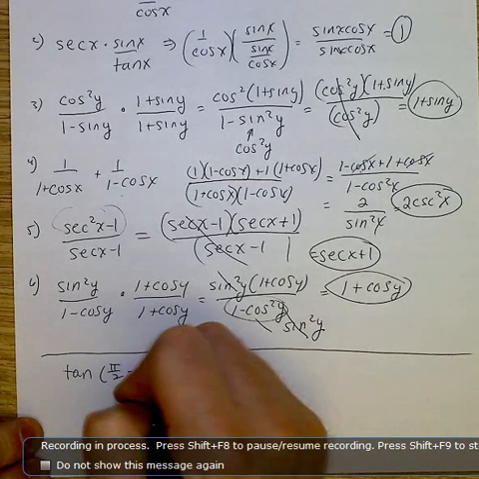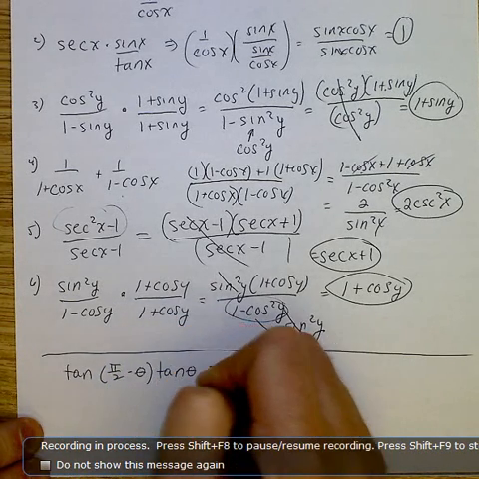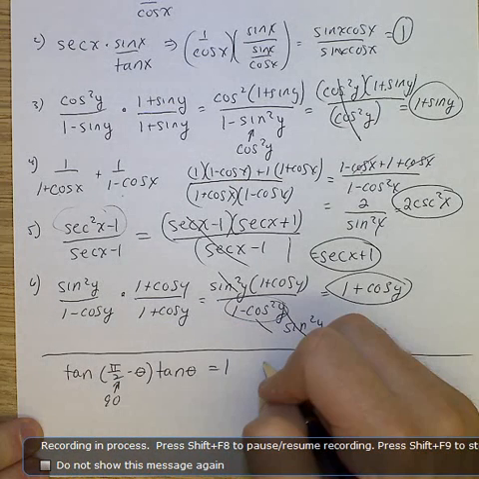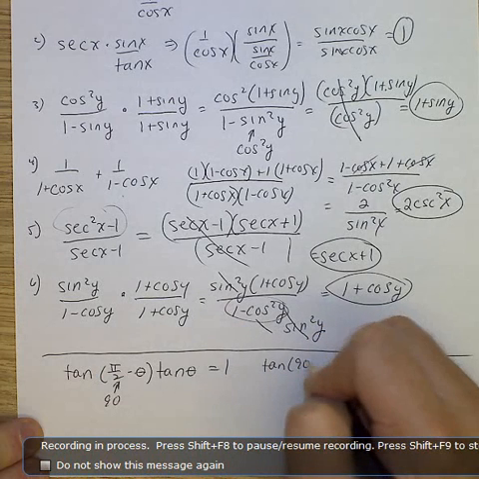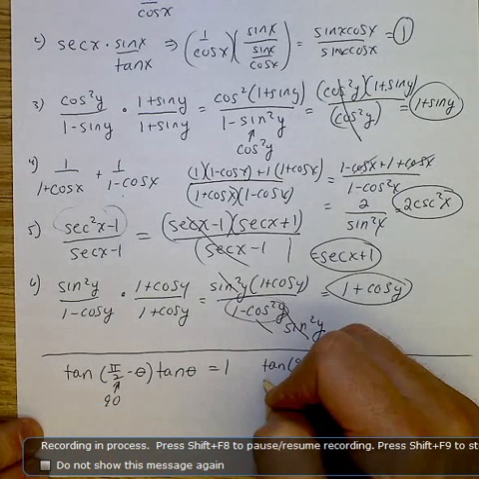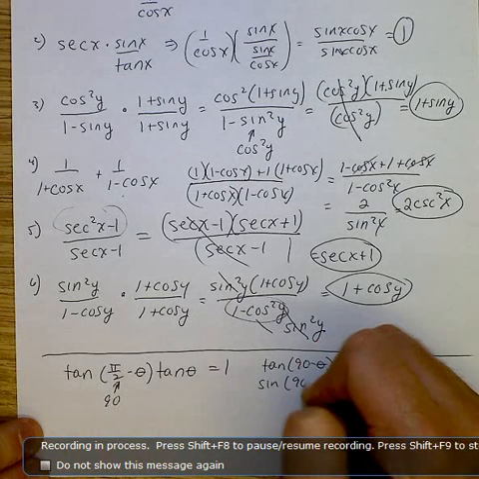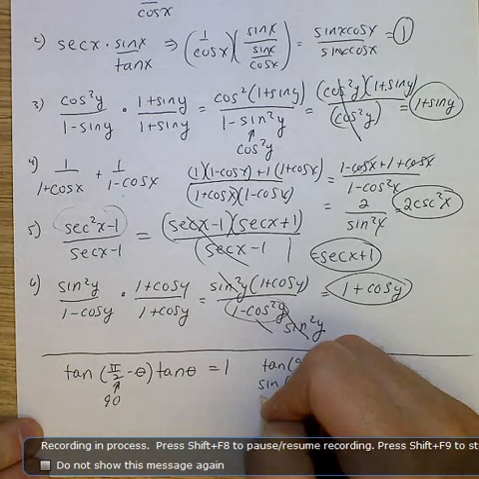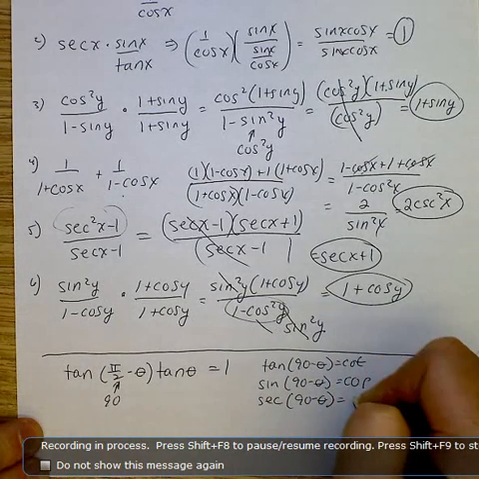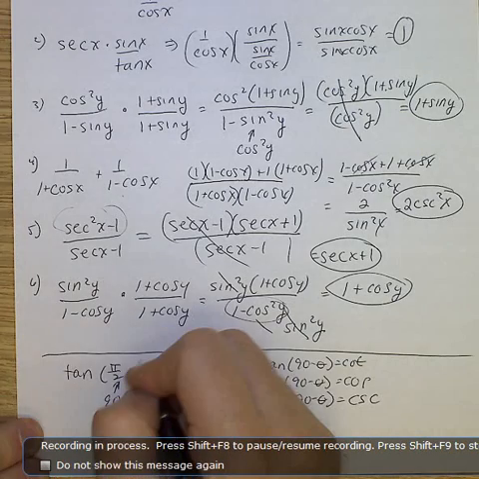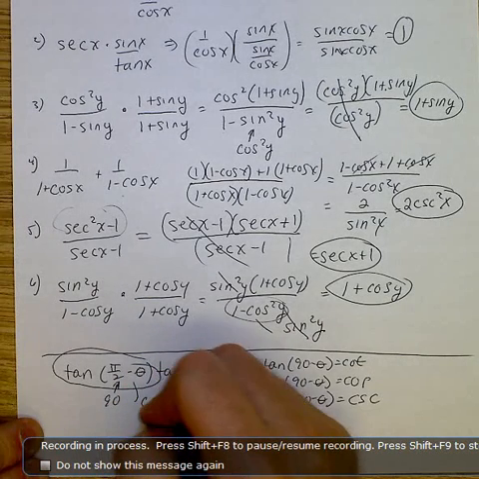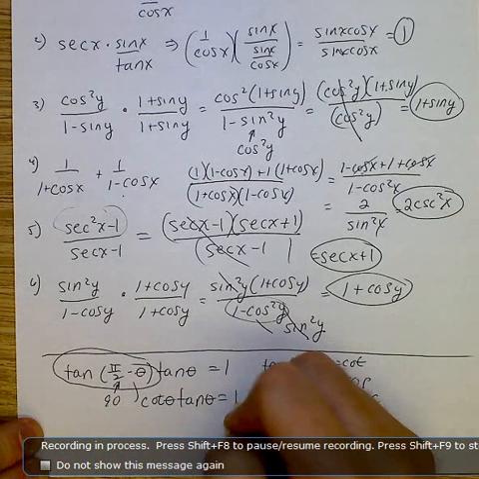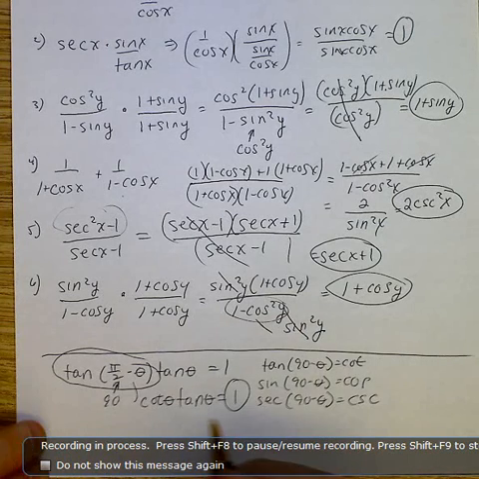remember, the tangent of pi over 2, this is 90. Remember the cofunctions. The tangent of 90 minus theta is cotangent. The sine of 90 minus theta is the cosine. And the secant of 90 minus theta is the cosecant. So in this case, this whole thing is the same as cotangent. And the cotangent times the tangent is 1. So be careful for that. I'm not saying it's on the quiz, but you need to know that.